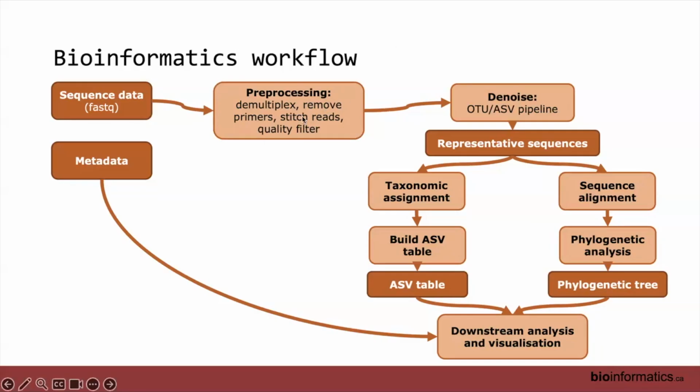But what we will be doing is removing the primers, joining the reads together, the forward and the reverse reads, and quality filtering them. After we've done those steps, the next step is usually denoising. I'm going to explain a bit more about OTUs versus ASVs in some of the next few slides, so for anyone that has that question, just hold off a second. But yeah, after the denoising step, we then hopefully have some representative sequences.